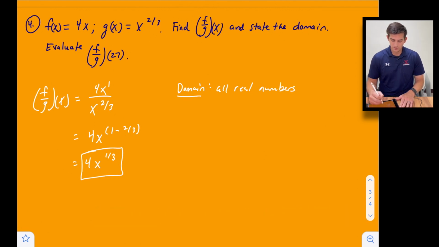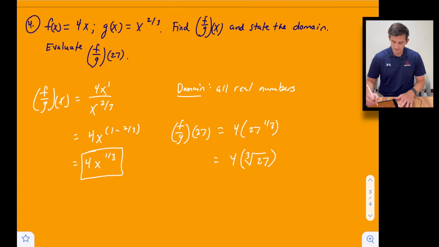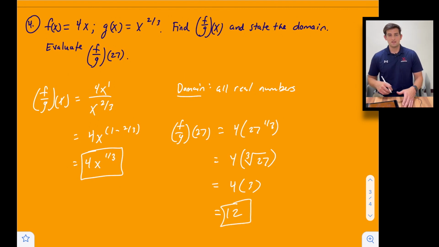Okay, and now we're going to evaluate. So we're going to say f divided by g of 27, and we're just going to plug in 27 for x. Okay, so let me put that 1/3 on the inside of those parentheses. All right, so this would be 4, and we know this would rewrite as the cube root of 27, and the cube root of 27 is 3, so my final solution there would be 12. Okay, and that is how you can perform operations on functions.